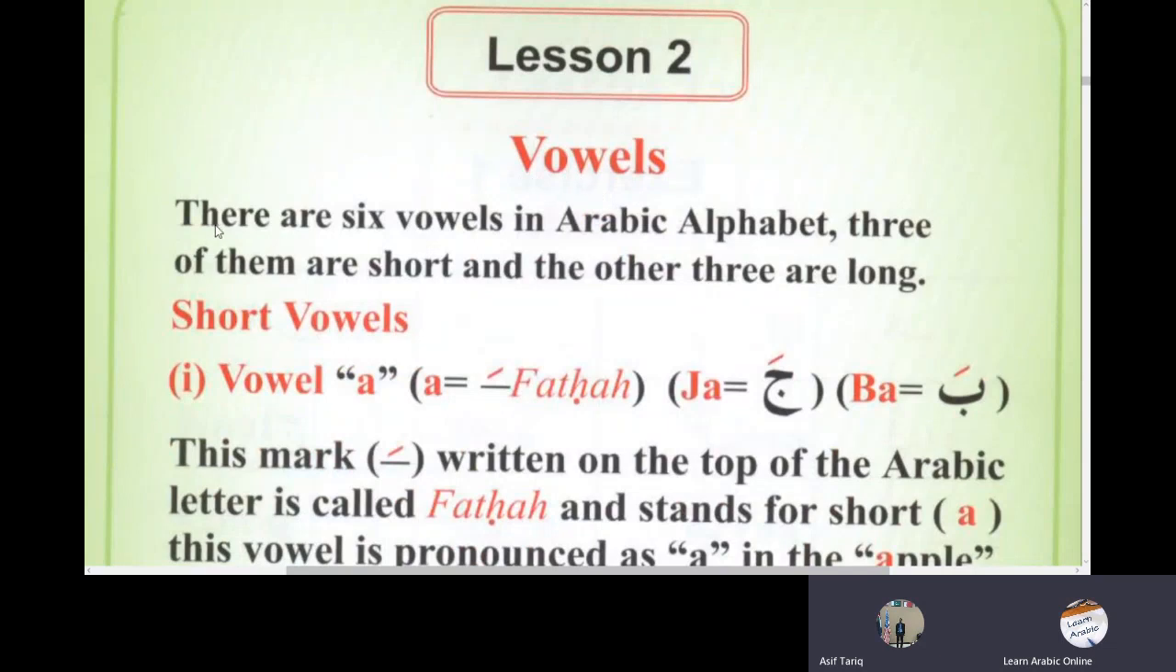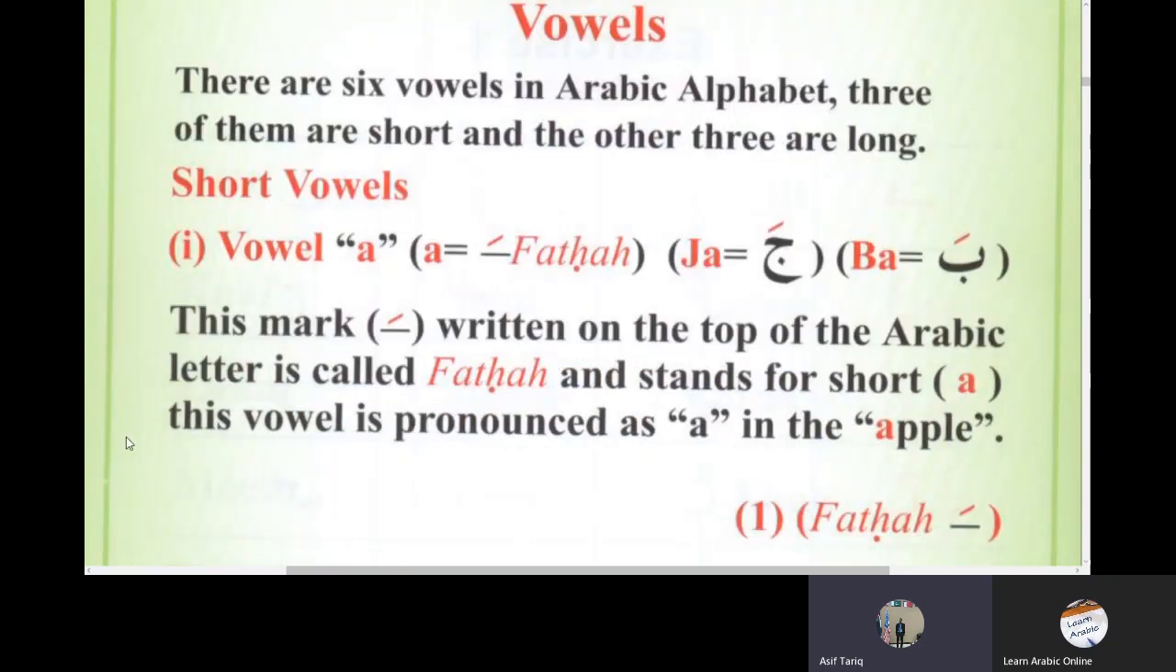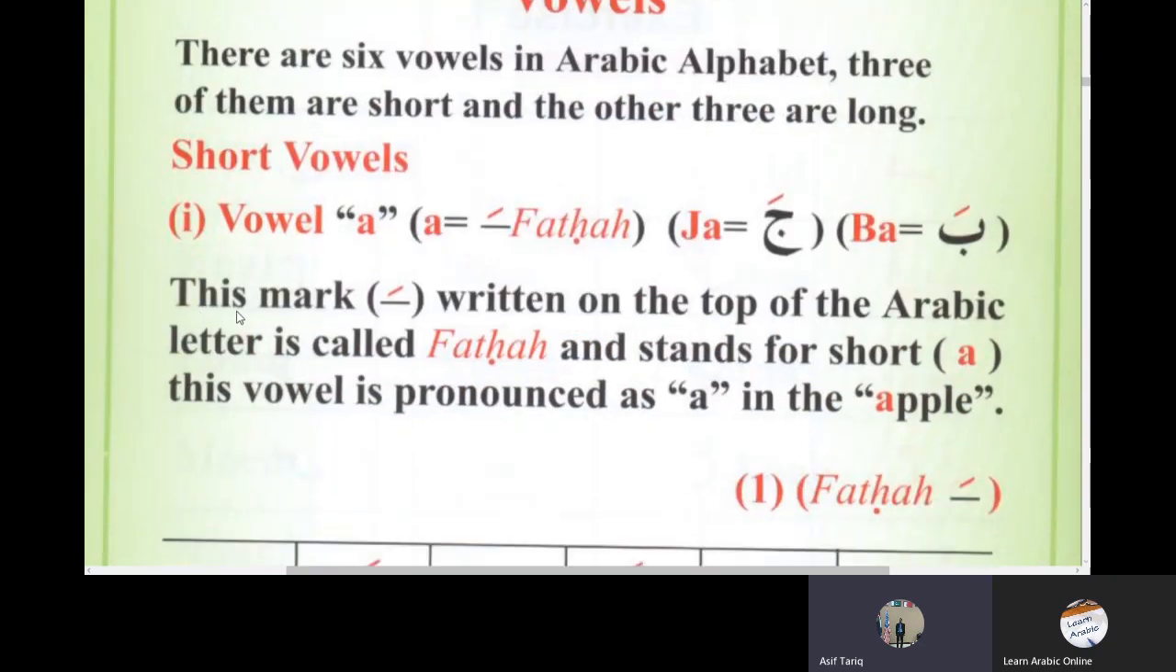Vowels. There are six vowels in the Arabic alphabet. Three of them are short and the other three are long. All right. So short vowels. Vowel A is pronounced A. A is fatha.